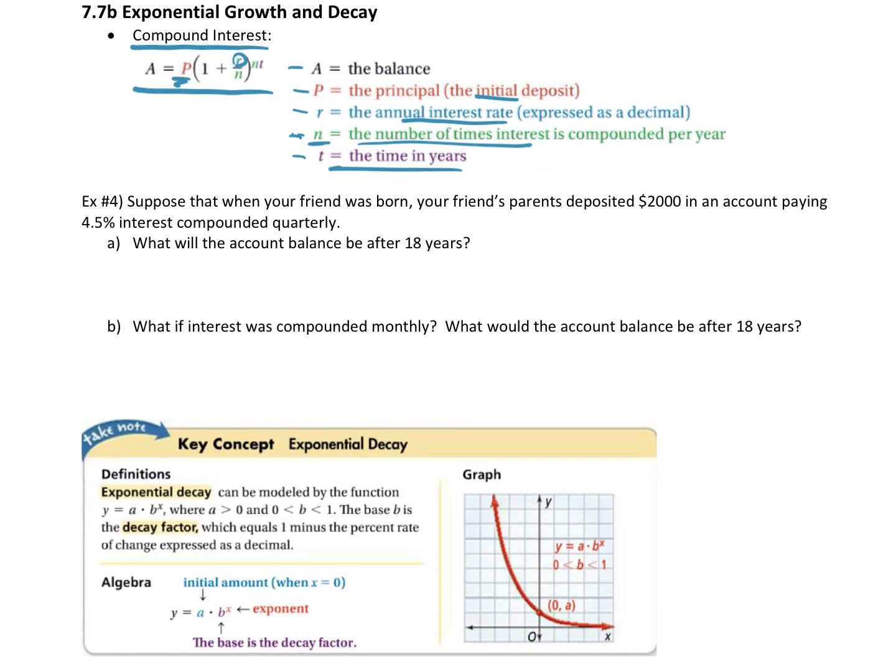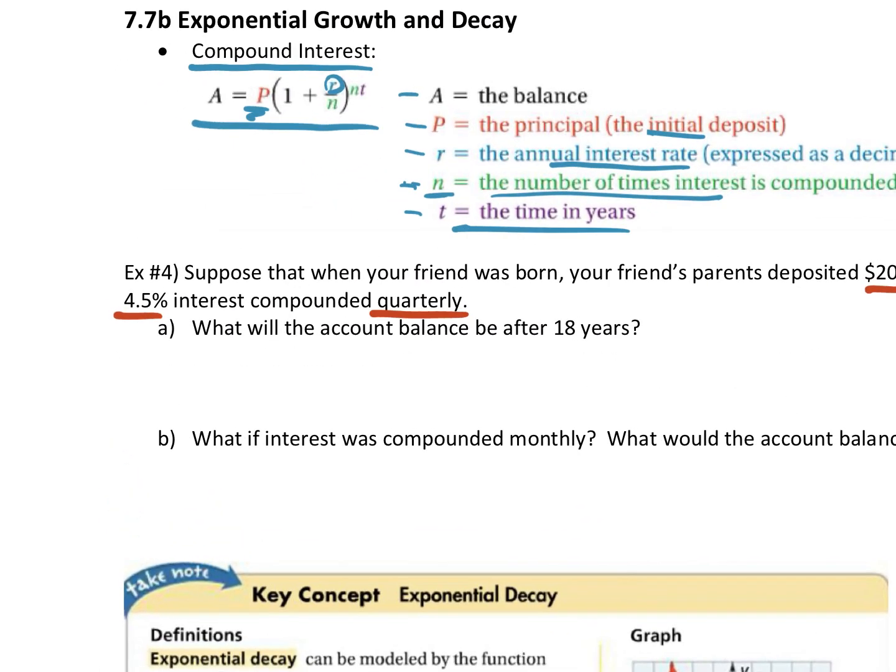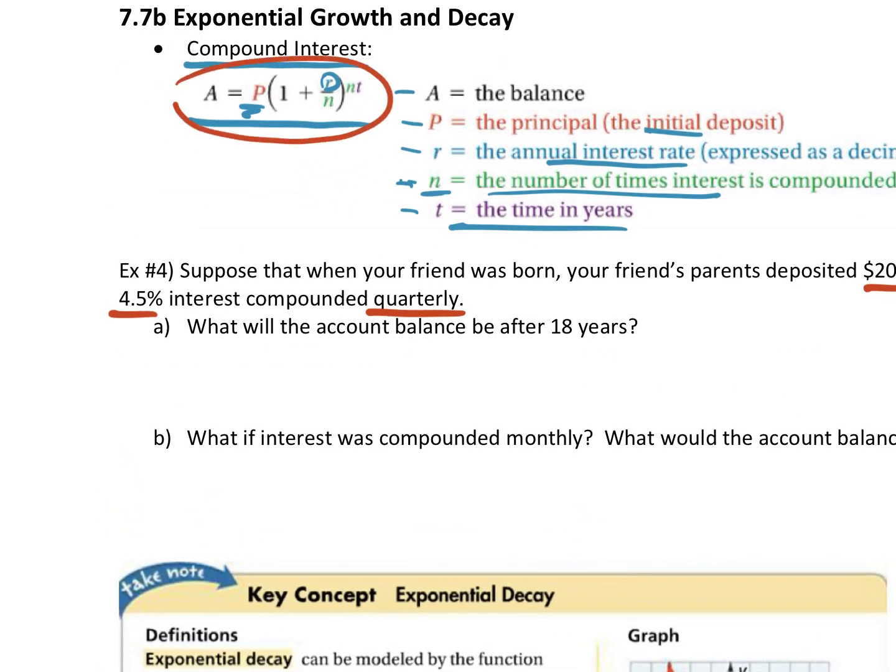All right, so here's this one. Suppose that when your friend was born, your friend's parents deposited $2,000 in an account paying 4.5% interest compounded quarterly. If I were you, when you do a problem like this, I would underline those numbers, because those are the things that come into play with how you're going to set this up. So if this is my equation, it says, what's the account balance after 18 years? I'm first just going to set up the equation, and then I'm going to figure it out after 18 years.